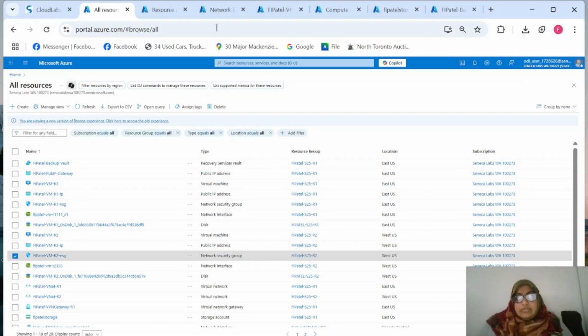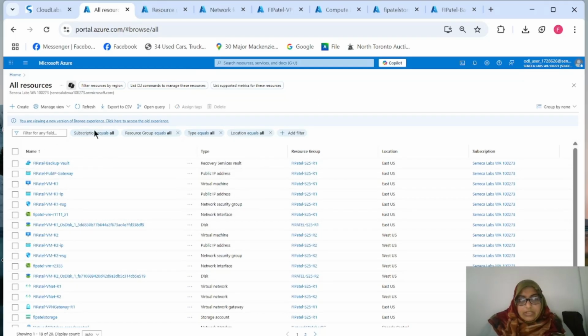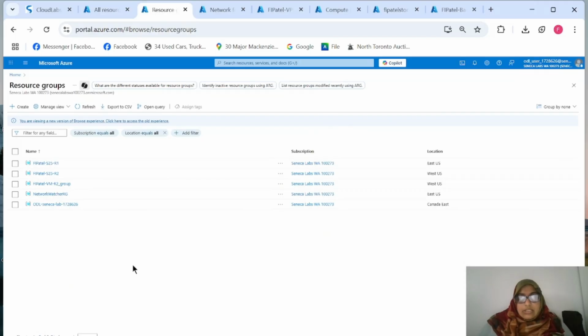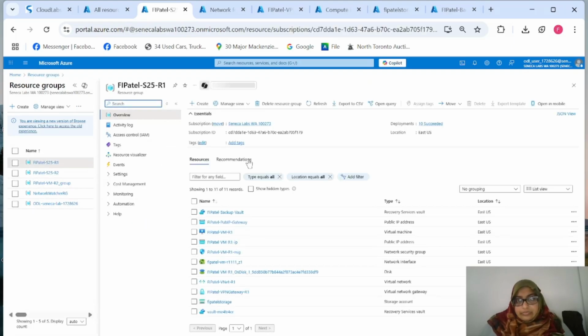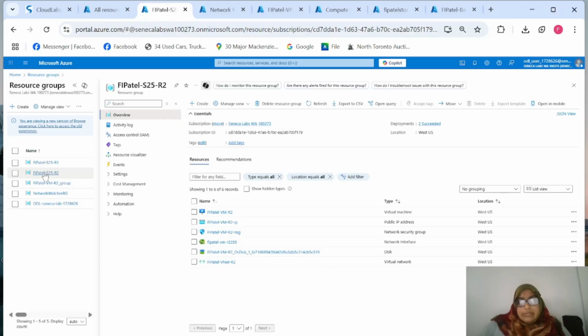I'll demonstrate the project. So these are all the resources that I created. This is my assigned username, and these are the resource groups. My ID, Seneca student ID. This is resource group 1. These are all the resources, and this is resource group 2. And these are the resources for resource group 2.